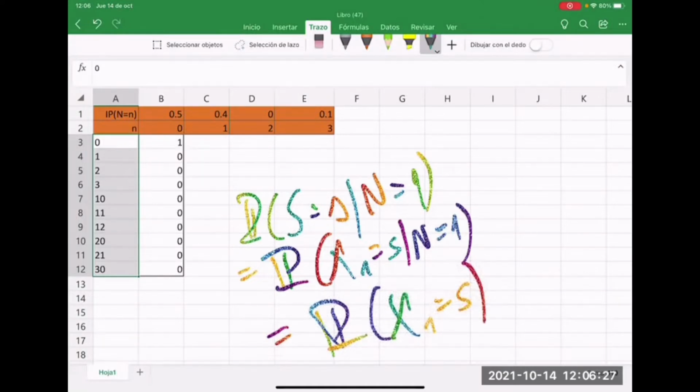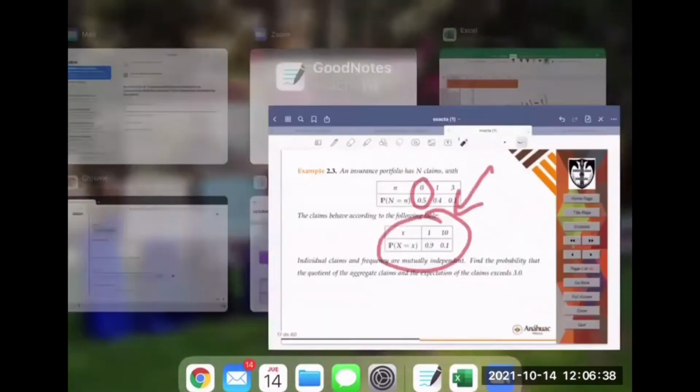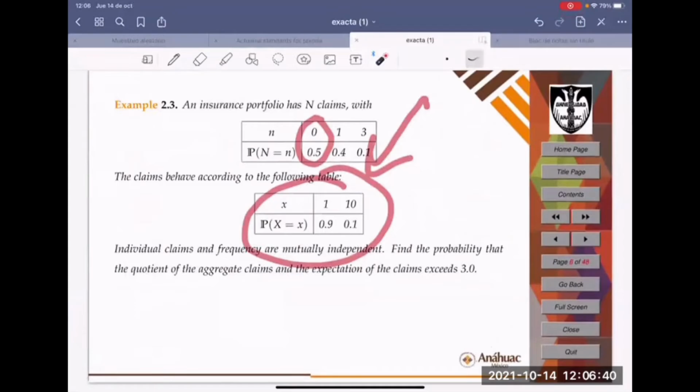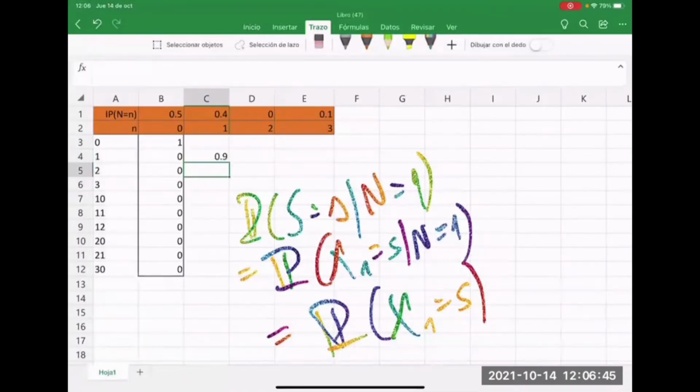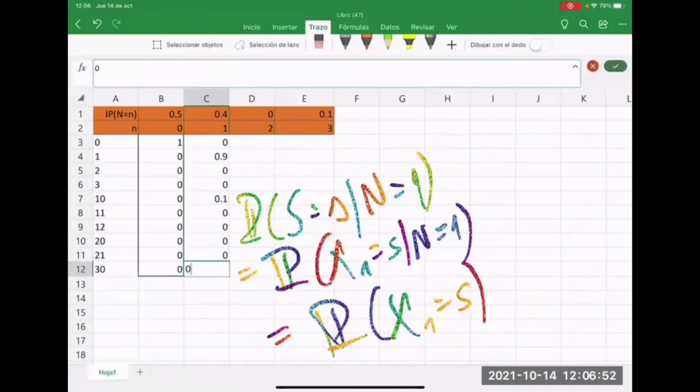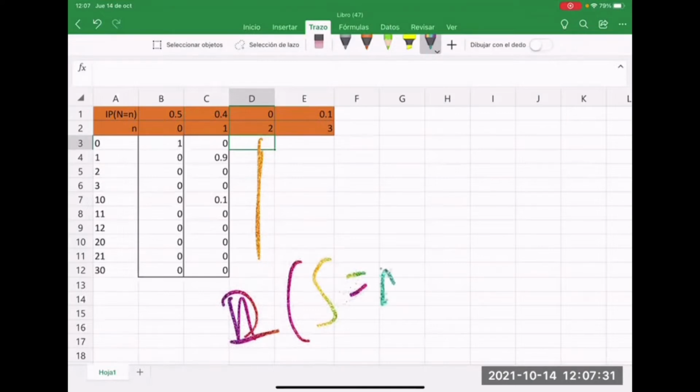So the only entries in our column that will not be equal to 0 will be 1 and 10. We just need to find out what numbers to put there. So for 1, we need to put 0.9, and for 10, we need to put 0.1. As for the others, we can just put zeros. That's it. So what is the probability that S equals little s, given that we have only two claims?